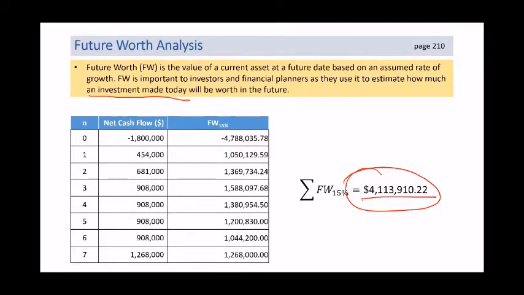As that means if we don't invest 1.8 million in this year, after 7 years, we need 4.1 million. No, it is not like that. So what is the future worth of your 1.8? That is what it means. You invest 1.8 now. After 7 years, what will be the worth of your investment? The worth is 4,113,910.22. That is the worth of your 1.8 now at the end of year 7.